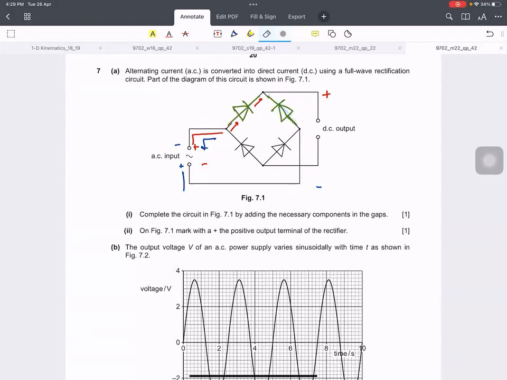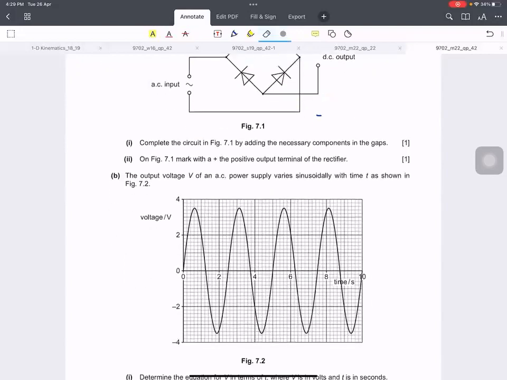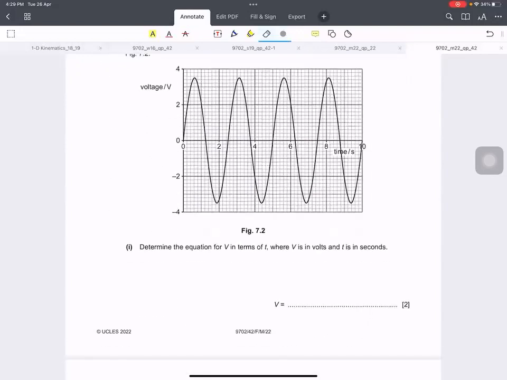Erase this, you don't need it anymore. And just mark where the positive is. Now, determine the equation of V in terms of V in volts and time t.